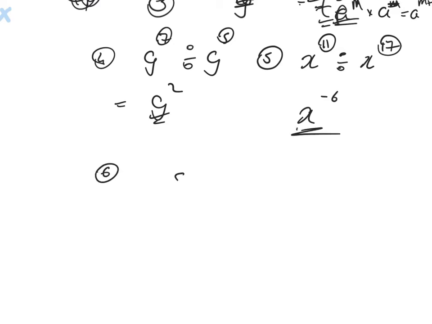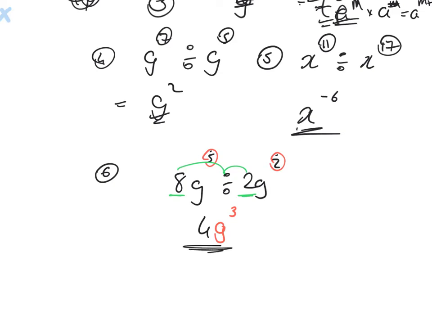Example 6. 8g to the 5 divided by 2g to the 2. Okay, so first of all, 5 take away 2 is 3, so that's going to be g to the 3. But I don't subtract these numbers, they're not powers, so I just do what's normal with them, which is 8 divided by 2. 8 divided by 2 is 4. And 5 take away 2 for the powers is 3. 4g to the 3.